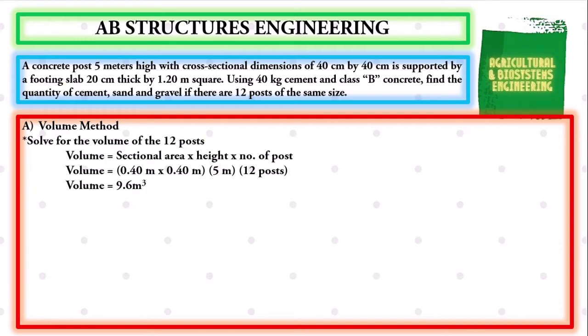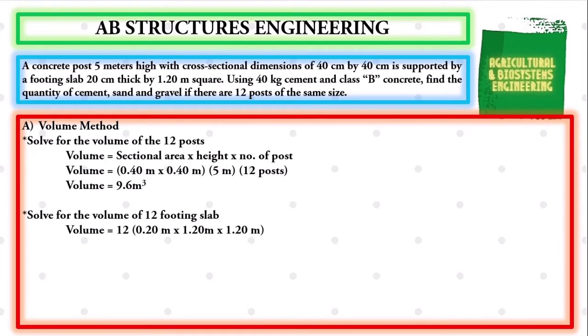After this, we will be solving the volume of the 12 footing slabs. We have 12 footing slabs because we also have 12 posts. Volume is equal to the number of footing slabs, 12, times the thickness of the footing slab of 20 centimeters, converted to meters to be 0.20, times the width of 1.20 meters and the length of 1.20 meters. We simply multiply and we have the volume of 3.456 cubic meters.